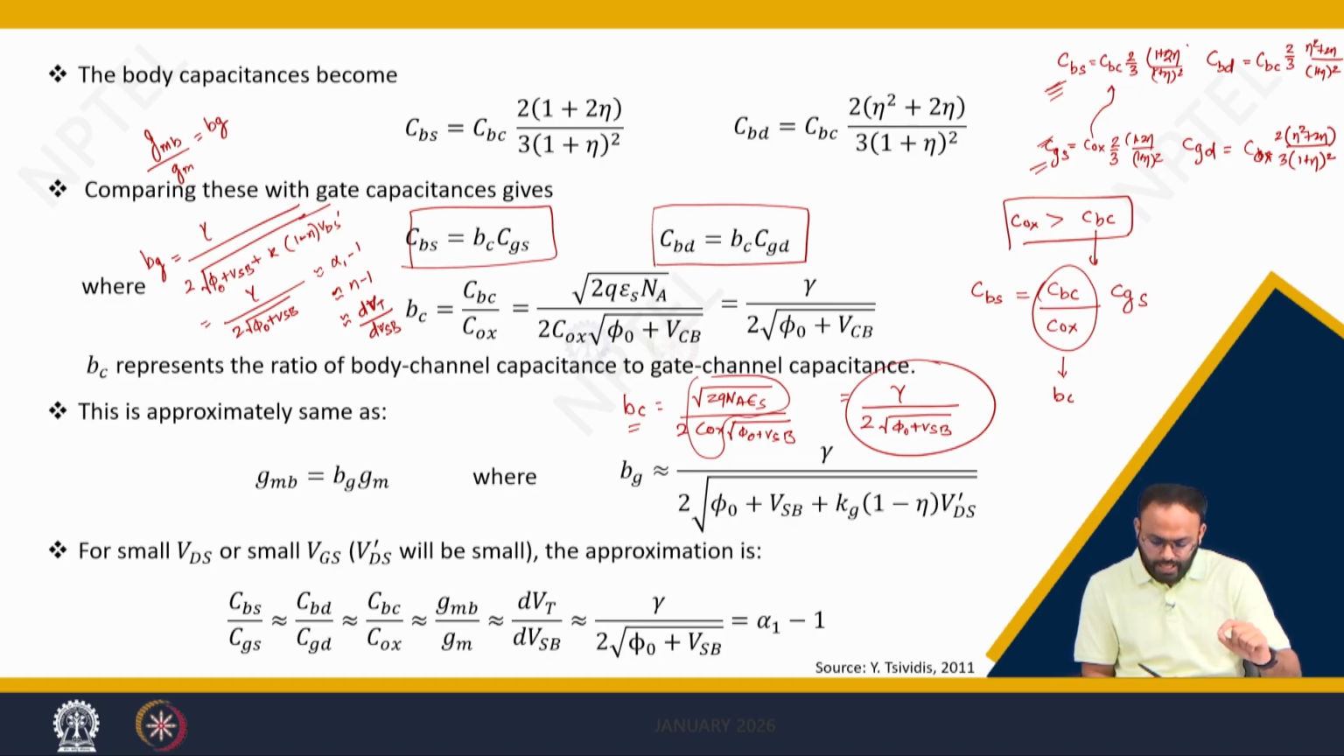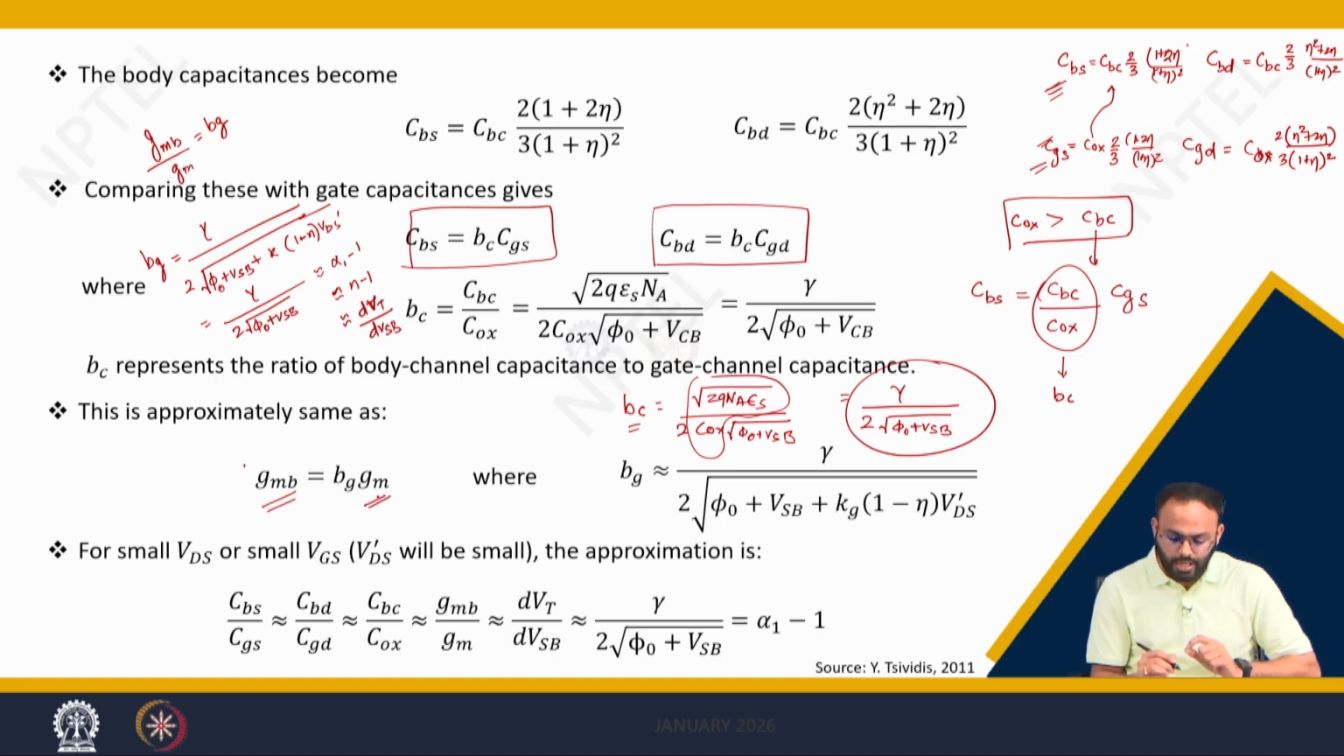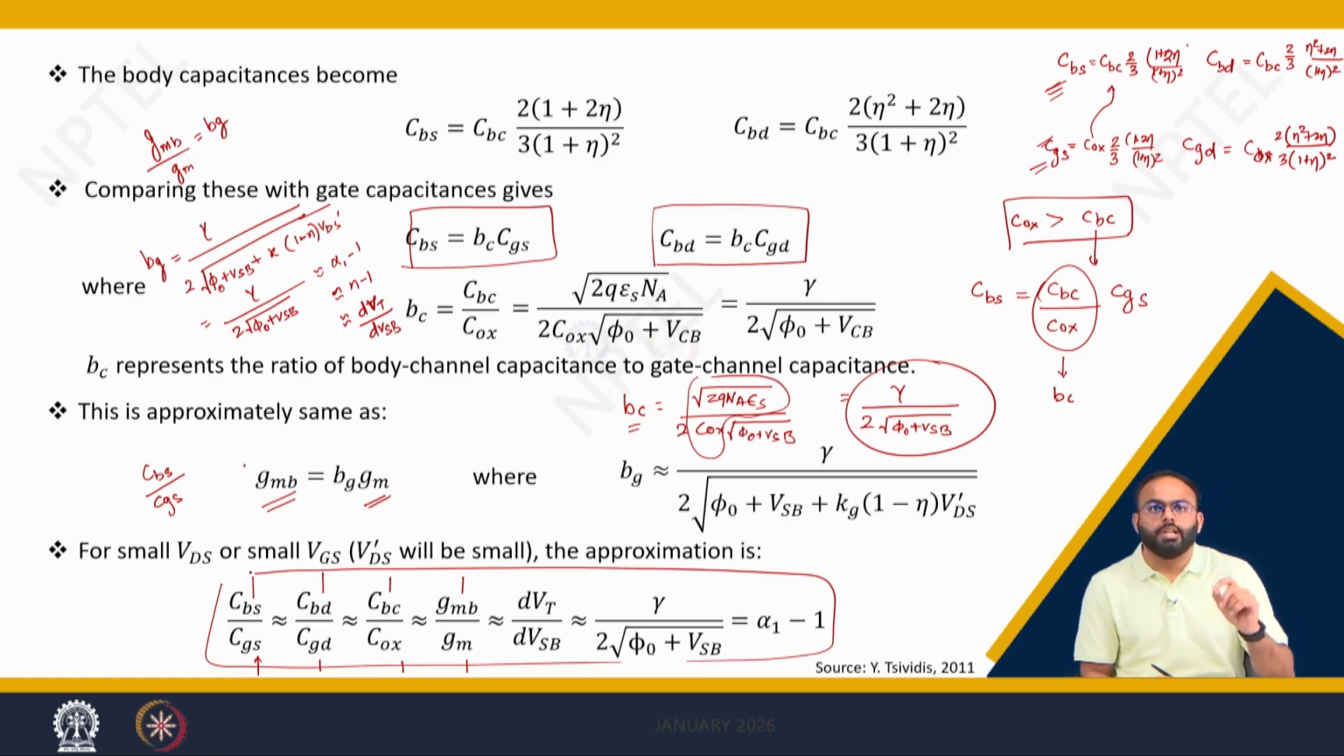So we can simply relate the ratio of GMB by GM and CBS divided by CGS as the same. So CBS by CGS equals CBD divided by CGD equals CBC by COX equals GMB by GM, which is almost the same under the approximation that VGS is very small and VDS dash in turn will be very small.